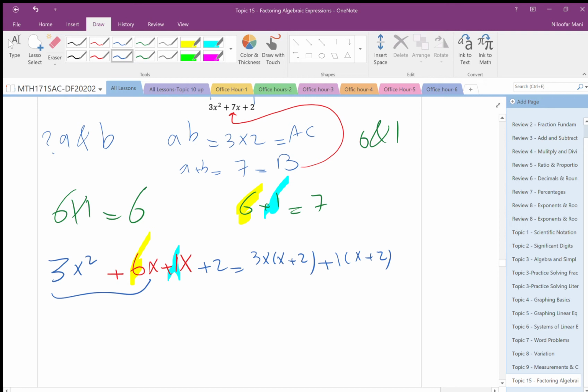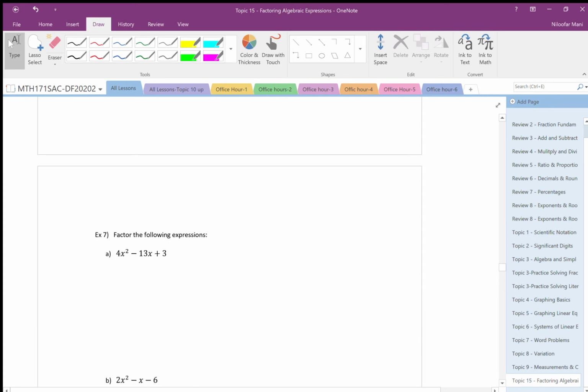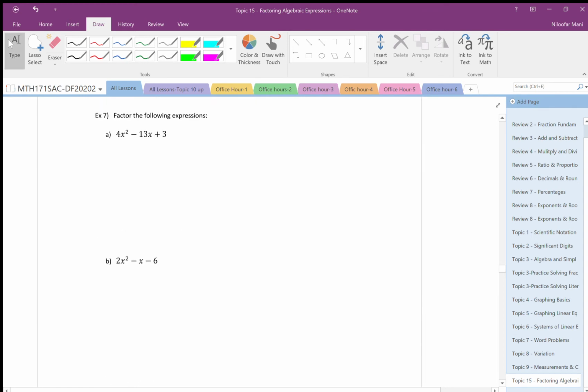If you don't see something in common, you made a mistake. What I see in common is this one, so I can factor that. I factor x plus 2. And what is left from the first one? 3x. What is left from the second one is 1. Done. I factored. This one, you need to do more work, but if you know, it's very easy.